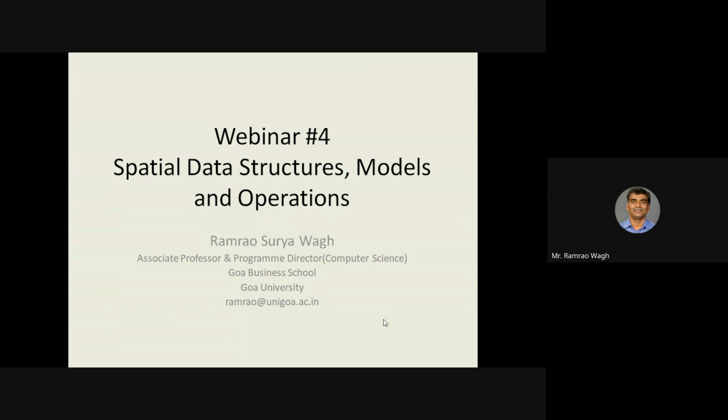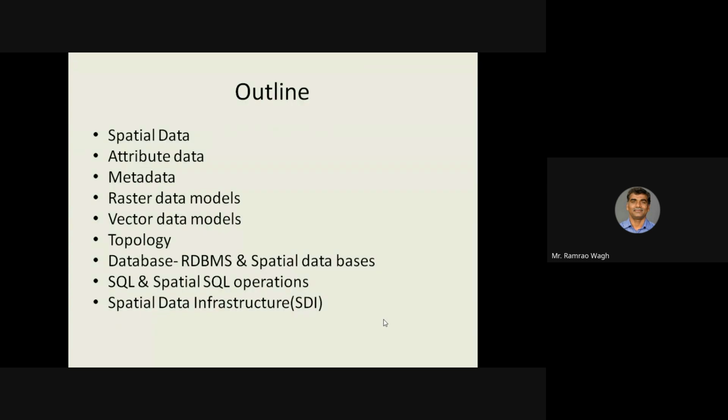Although I've added a lot of things in my agenda or outline, I'm not sure whether I'll be able to cover all those, but given possibility, either someone else or I may discuss this topic in a later webinar if possible. So we will cover the spatial data and attribute data in general. Then another thing which is related to all this, especially the spatial data, is metadata, describing what is there in our databases. Then there are two categories of data models.